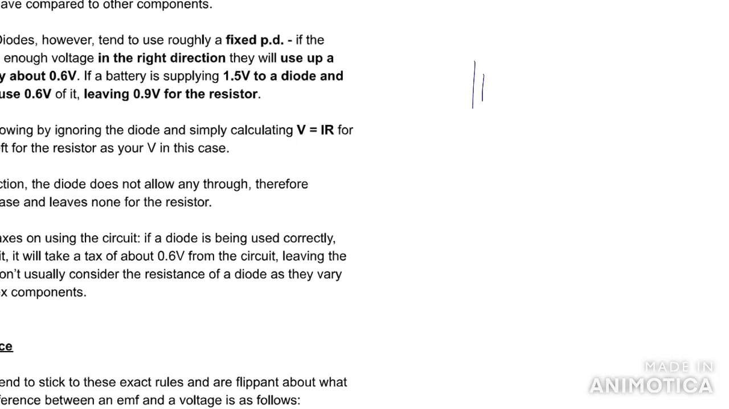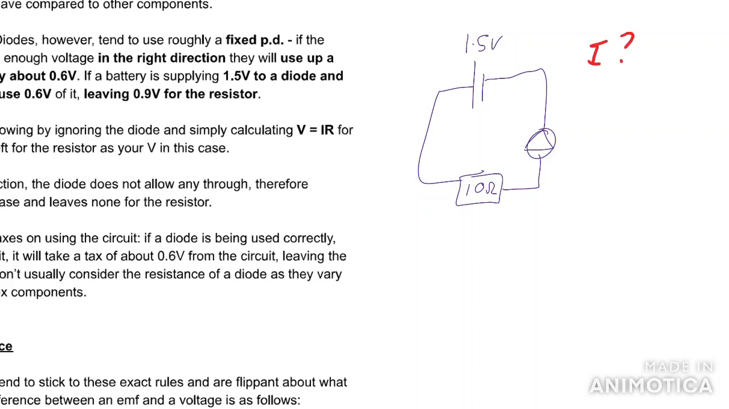Let's say we've got a 1.5 volt battery, a resistor of 10 ohms, and a diode that uses up 0.6. We want to work out the current. Just labeling this on, we know that the diode is taking 0.6 volts. And so that leaves 0.9 for the resistor, because that's the only other place for electrons to spend it.